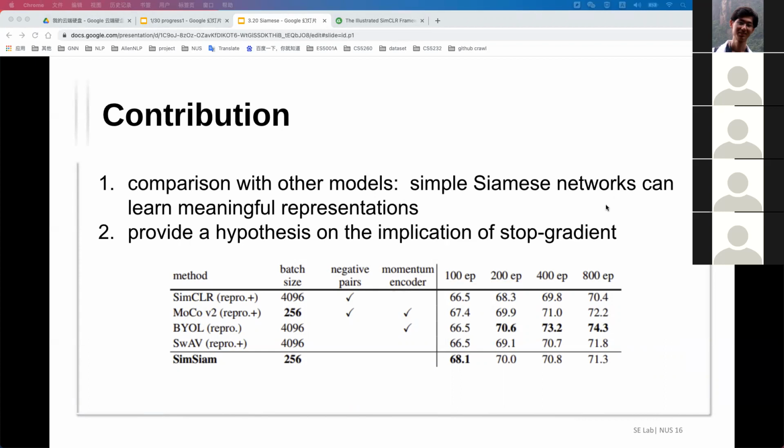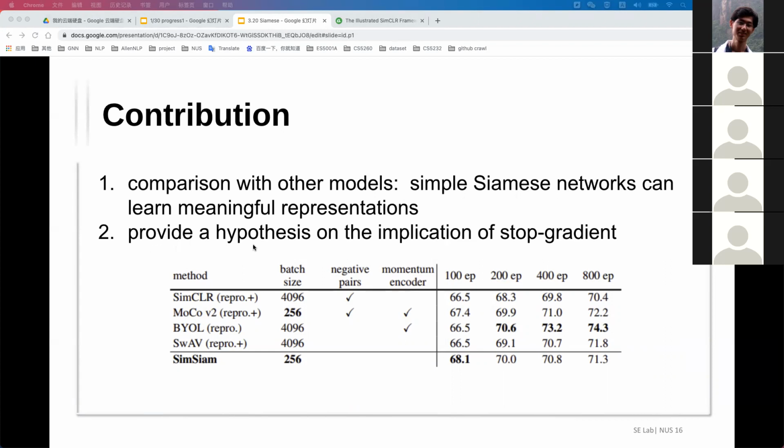So many other researchers want to make it more complex, and write papers. So it's just compared with other models. A simple network can also learn meaningful representations. And so, why does the simple Siamese network also work?